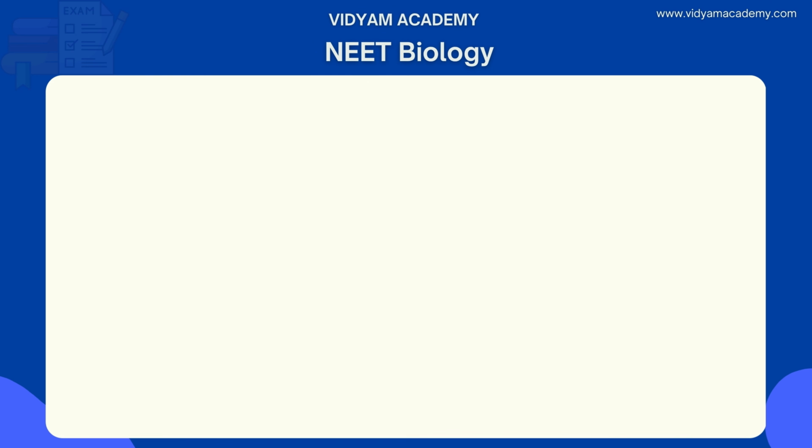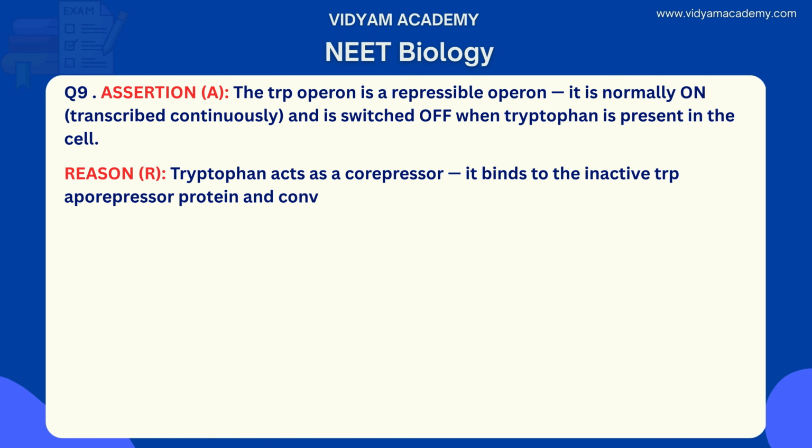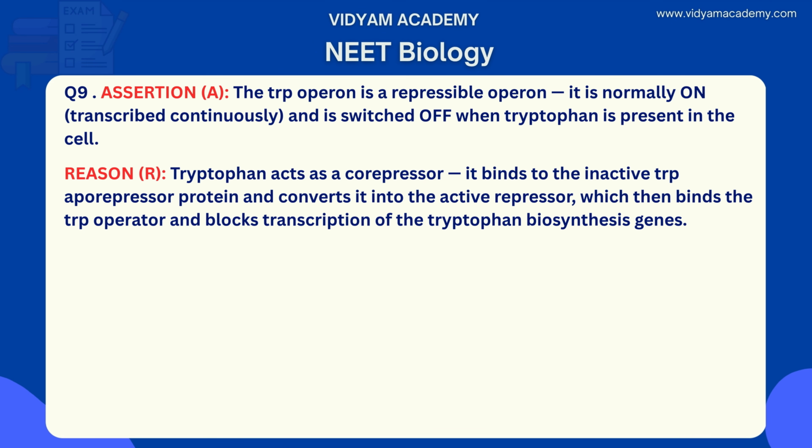Let's move to question number 9. Assertion A: The trp operon is a repressible operon. It's normally on, transcribed continuously, and is switched off when tryptophan is present in the cell. Reason R: Tryptophan acts as a corepressor. It binds to the inactive trp aporepressor protein and converts it into the active repressor, which then binds the trp operator and blocks transcription of the tryptophan biosynthesis genes.